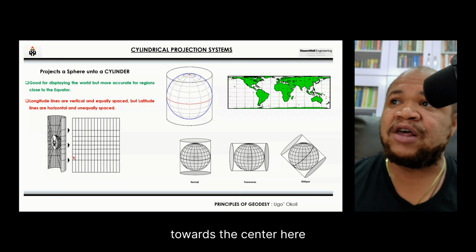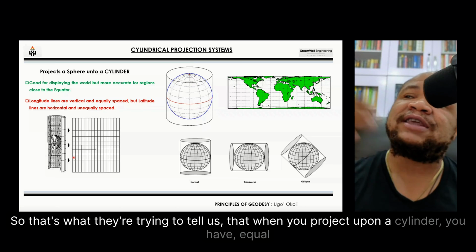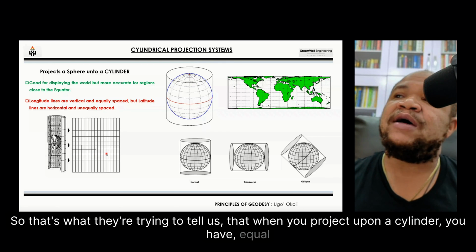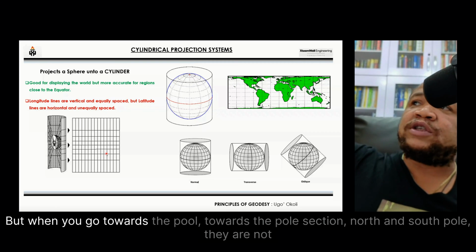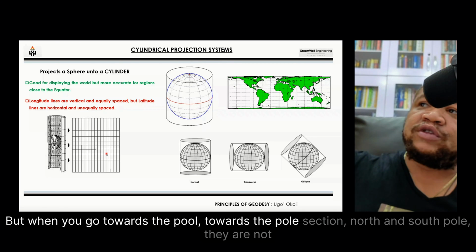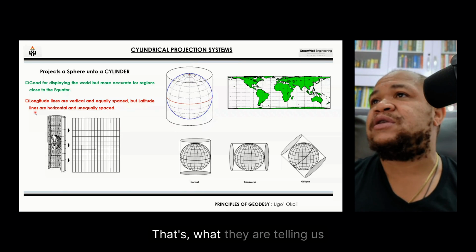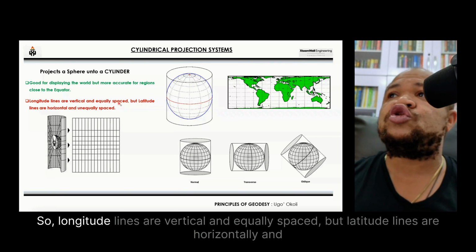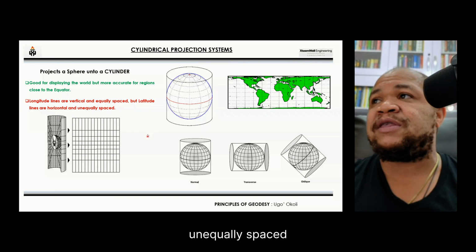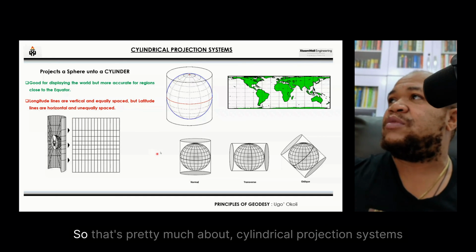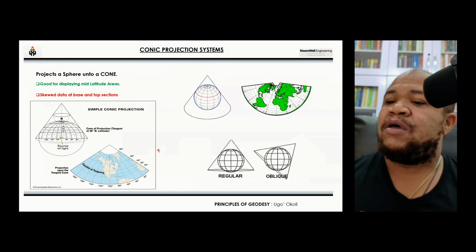So that's what they're trying to tell us, that when you project upon a cylinder, you have equal spacing. It's kind of equal, but when you go towards the pole section, north and south pole, they are not equally spaced. Right? So longitude lines are vertical and equally spaced, but latitude lines are horizontal and unequally spaced around the pole section. So that's pretty much about cylindrical projection systems.